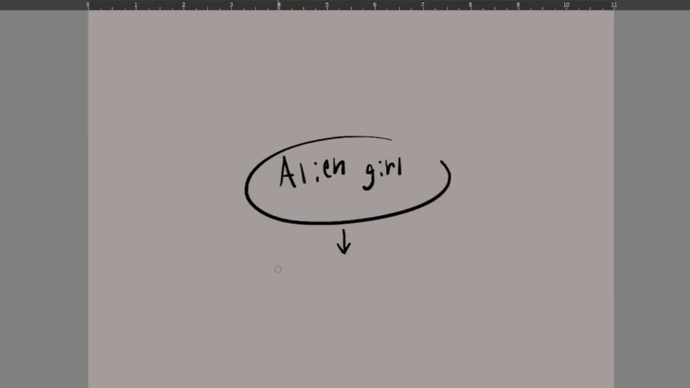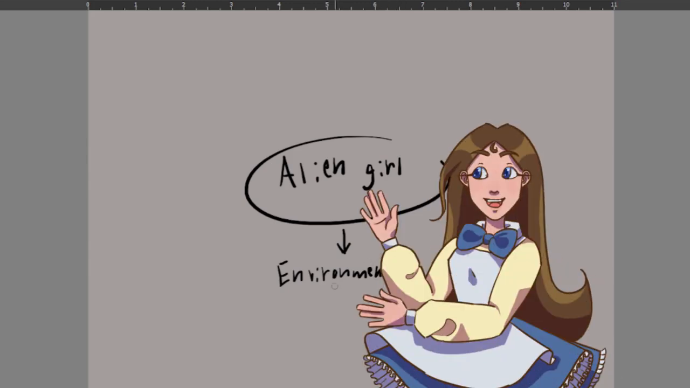I start with the prompt, which is, of course, Alien Girl. Since this is pretty vague, I start asking myself some questions. Firstly, what is the environment? If she's an alien, where in the universe does she reside?